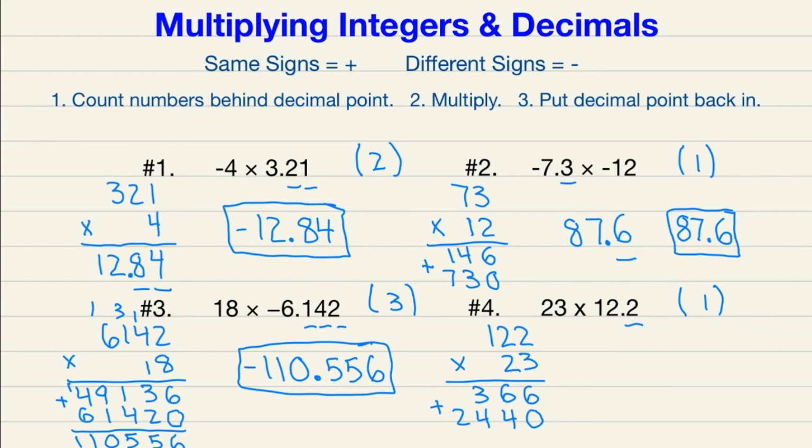Then if we add these, 6 plus 0 is going to give us 6. 6 plus 4 is 10. Make sure to carry your 1. 4 plus 3 plus 1 is 8. And 2 plus nothing is 2. Our 1 in parentheses tells us there's 1 number behind the decimal point, so it's going to be 280.6. And again, since they're both positive, our final answer is also positive. So for number 4, we get 280 and 6/10 for our final answer.